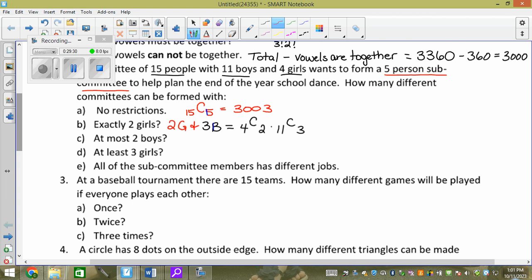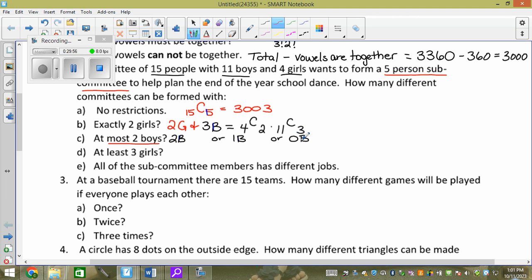So this one says at most 2 boys. At most 2 boys would be what? 2 or 1 or 0. So I could have 2 boys or 1 boy or no boys. Now I still need a 5-person subcommittee in each of those cases, so I need to supplement them, correct?